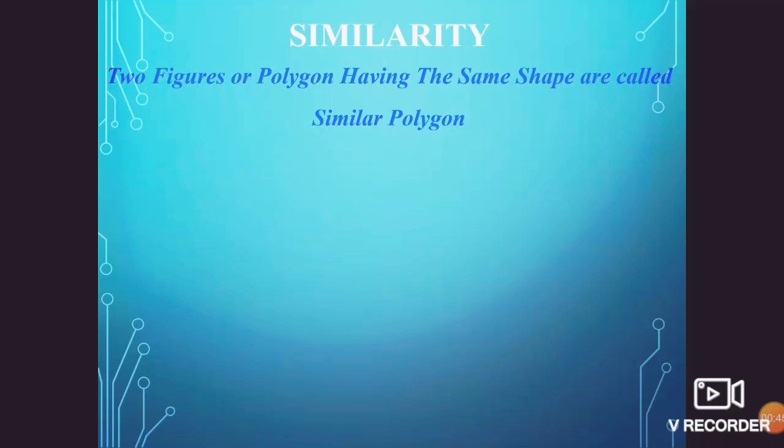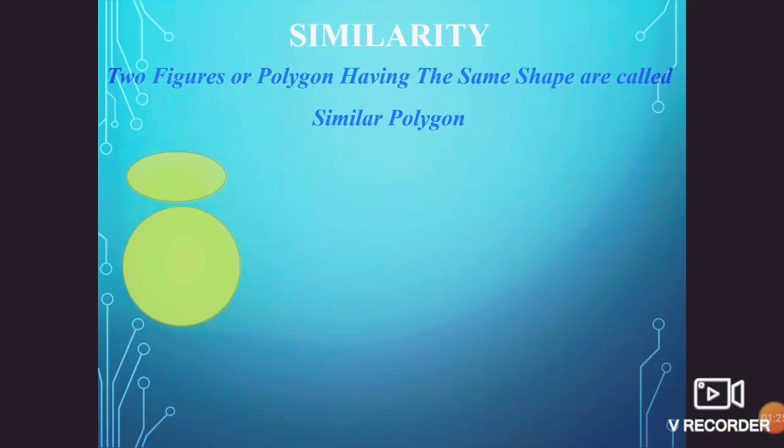So the difference between congruent polygons and similar polygons is that in case of congruent polygons, both the polygons must be of the same shape as well as the same size. But in case of similar polygons, if two figures or polygons are of the same shape, then those are known as similar polygons. That means congruent polygons have one more condition of size to be equal. Okay? Let us go through some examples.